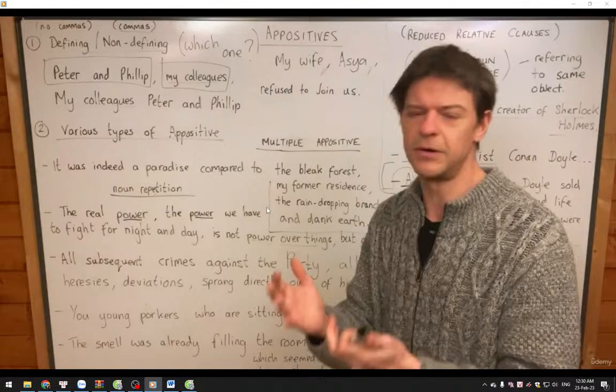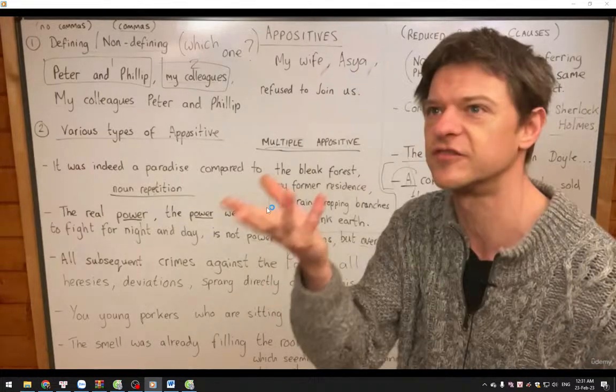Yeah, and let's have a look at Mary Shelley doing that in Frankenstein. This is from Frankenstein: "It was indeed a paradise compared to the bleak forest, my former residence, the rain-dropping branches, and dank earth." I hope you'll feel how that sounds beautiful because of the multiple appositive put at the end of the sentence. It's what adds to the beauty of the language, yeah? And so it's perhaps some kind of stylistic device. Maybe it's a better word for it rather than a rhetorical device. Rhetorical usually refers to spoken language. And I must admit this was written in a book.